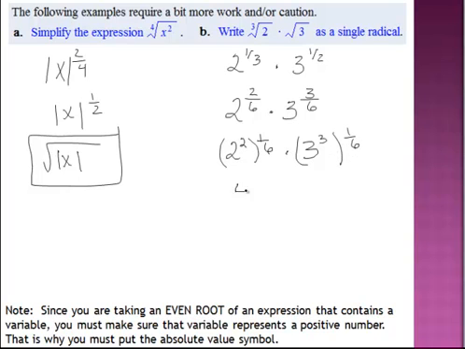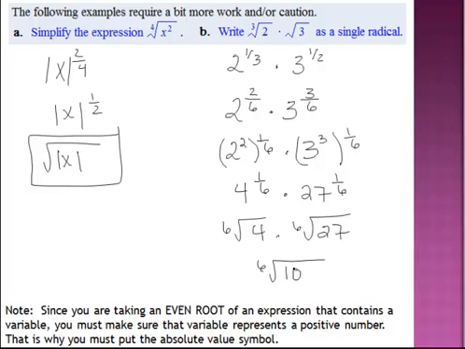Okay, well 2 squared is 4, so that's 4 to the 1/6 power. And 3 cubed is 27, so that's 27 to the 1/6 power. Well, this is the same thing as the 6th root of 4 times the 6th root of 27. According to the rules of radicals, if the indices are the same, then you can multiply what's underneath the radical. So 4 times 27 is 108. And we get the 6th root of 108. If you wanted to write that using a fraction, it would be 108 to the 1/6 power.